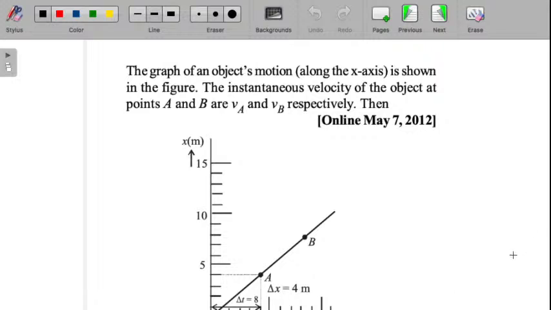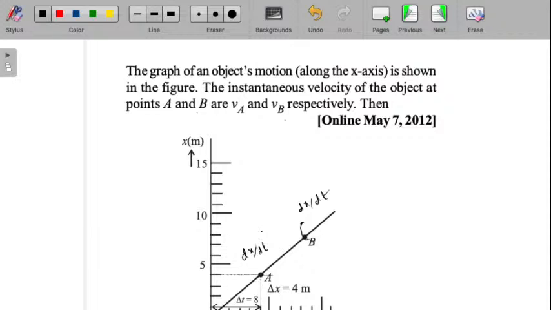Let's take another question. The graph of an object's motion along the x-axis is shown in the figure. The instantaneous velocities of the object at points A and B are VA and VB. Because these are the instantaneous velocities, they should be obtained by dx by dt, and we know dx by dt is nothing but the slope, and the slope is nothing but tan theta. Since it's a straight line, the values of slopes at both these points is the same.